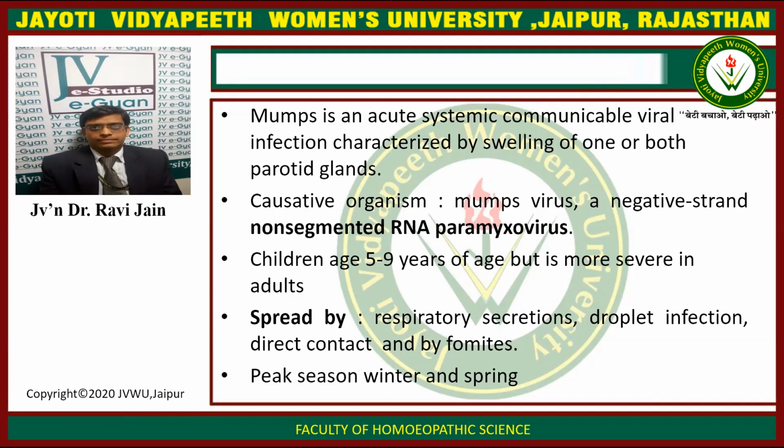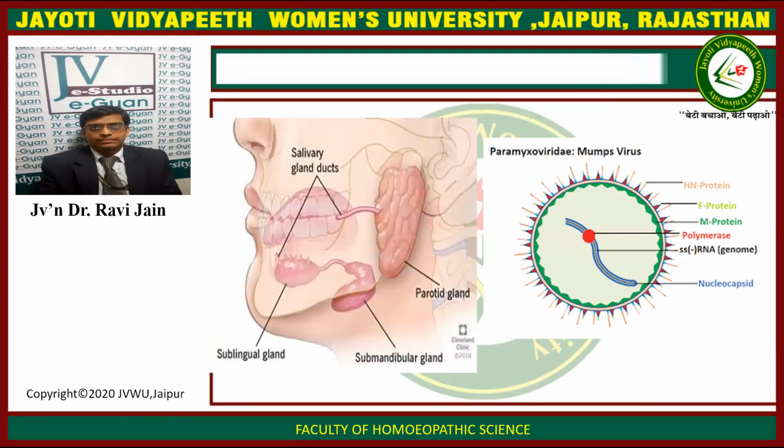How is mumps spread? Mumps is spread by respiratory secretions, droplet infections, direct contact, and by fomites. The peak season is winter and spring. This is the parotid gland. So in mumps, there is swelling of the parotid gland, either one side or both sides. This is the picture of the paramyxoviridae mumps virus.